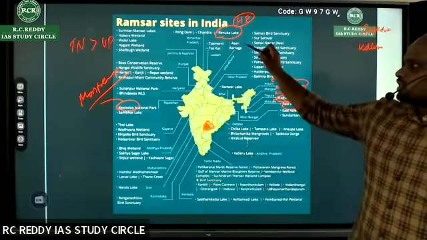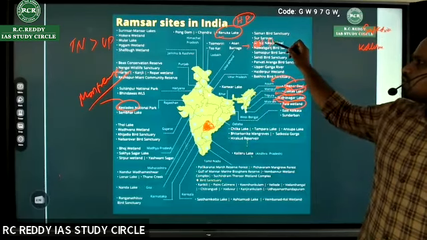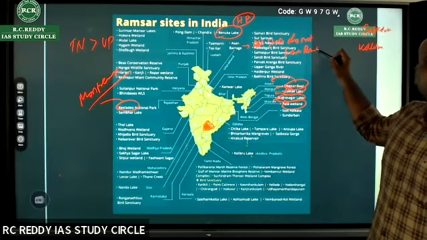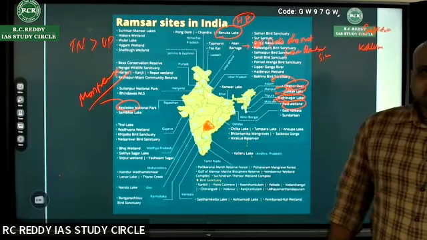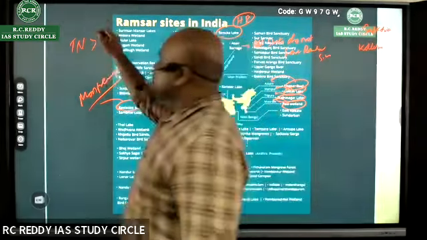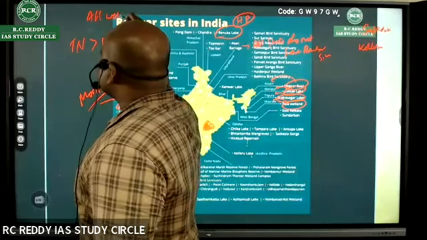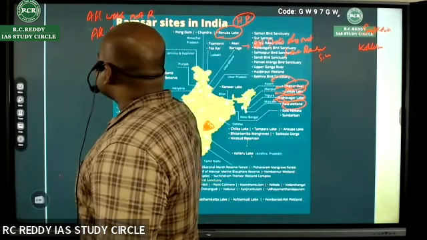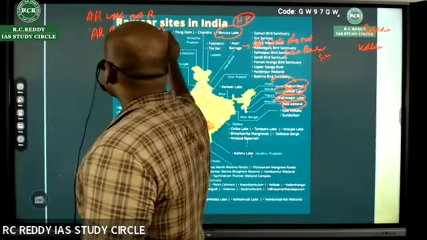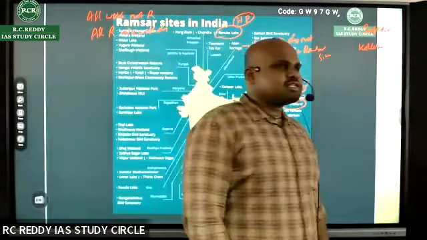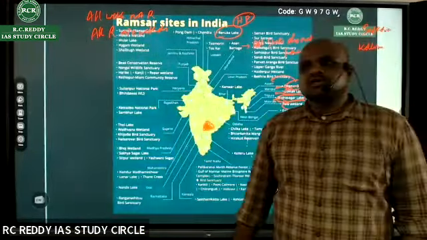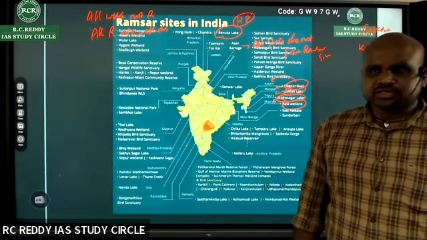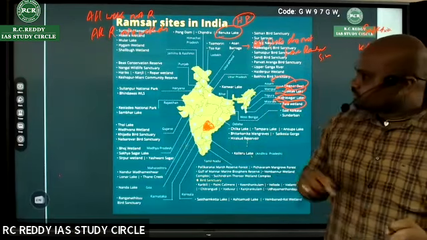That means one simple thing: all states do not have Ramsar sites. Remember that. And one more thing, all wetlands are not Ramsar sites, but all Ramsar sites are wetlands. All Ramsar sites are wetlands, but all wetlands are not Ramsar sites. All states do not have Ramsar sites. Remember that. Okay. Then next.